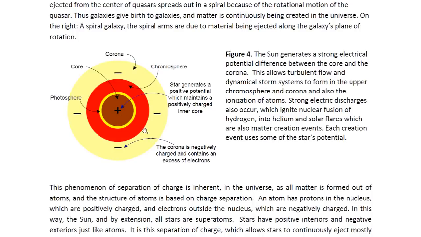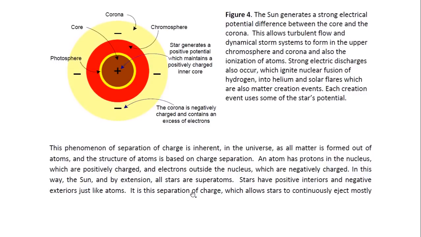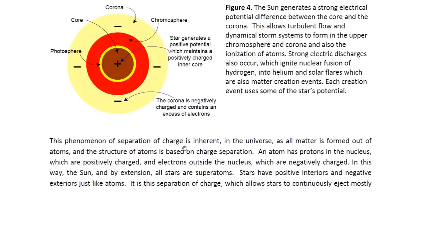And each creation of matter event uses up some of the potential difference that the star has. And this potential arises from the formation of the star, the event that led to the formation of the star, and where the matter that the star is made of was created. That's the event that created that matter that then condensed into a star. So whatever happens with galaxies happens with stars. Galaxies are created by matter creation events which condense into quasars, and stars are created by matter creation events which condense into stars.